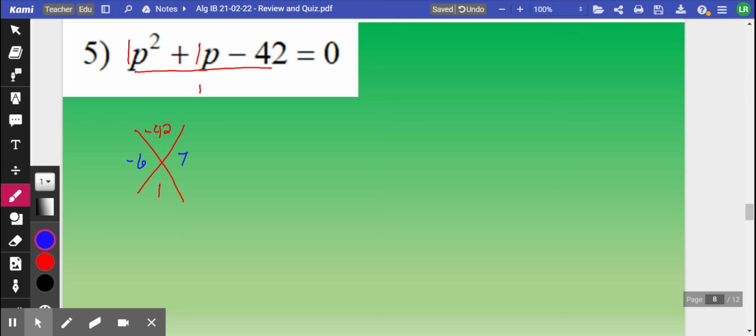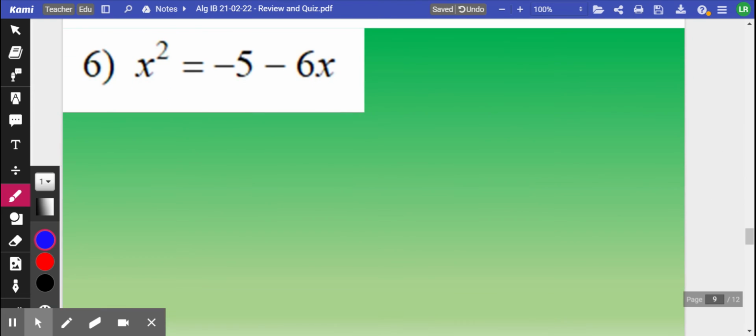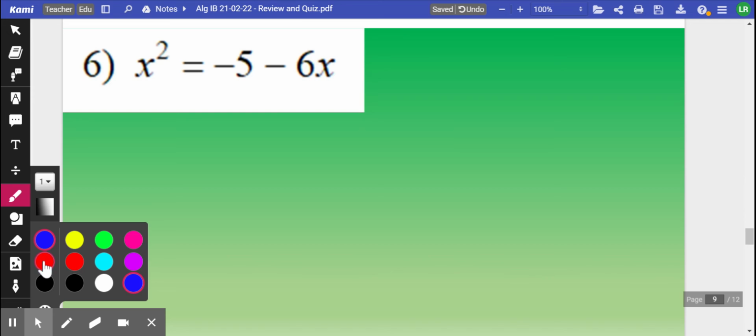Okay, so opposite of negative 6 is 6 divided by my a. So I get one of my answers is 6. Opposite of 7 is negative 7 divided by my a. I get negative 7. Those are my two answers. Let's go ahead and pause the video and complete this problem.